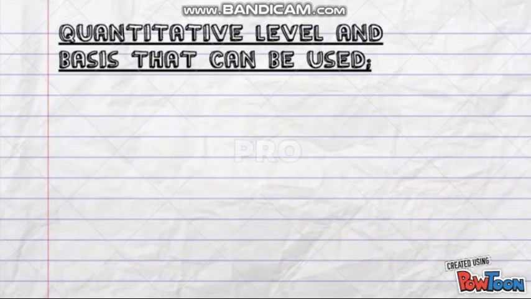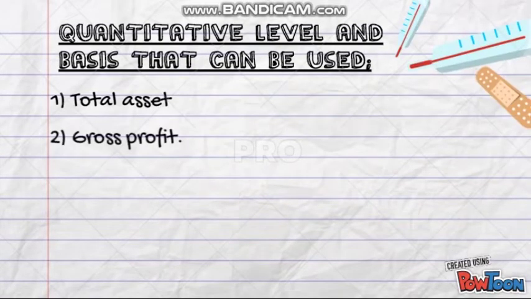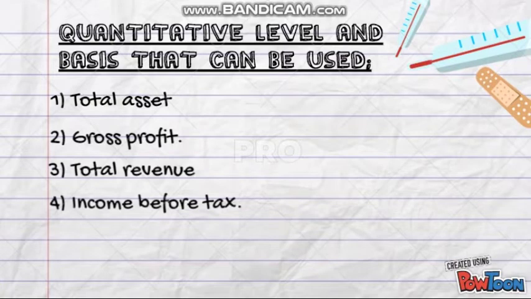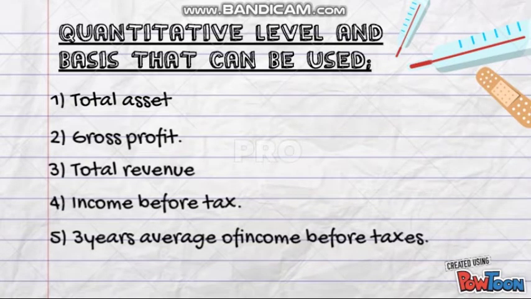Quantitative levels and bases that can be used for valuing materiality. The quantitative base for materiality is a percentage, technically 3% to 5% of: 1. Total asset, 2. Total revenue, 3. Income before tax, 4. Gross profit, 5. Three years average of income before taxes.